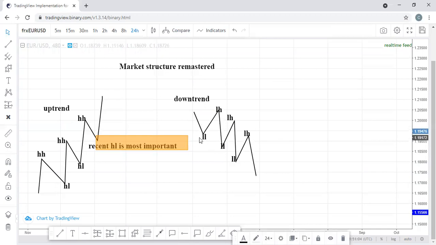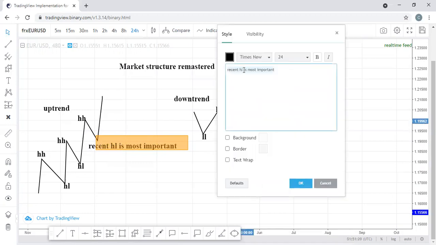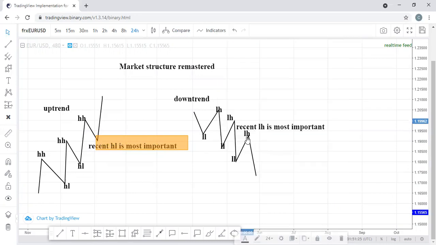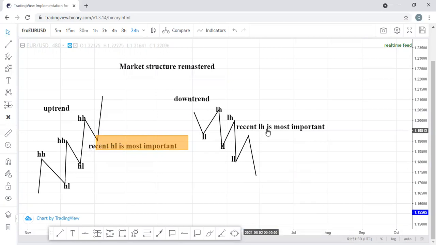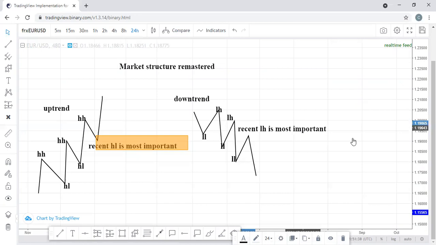I know that you know the drill about this. So the recent lower high is the most important in a downtrend. You should know this, right? The recent lower high is the most important because that is where the break of structure happens. So the recent lower high is the most important part of a downtrend because it is where we have our break of structure.